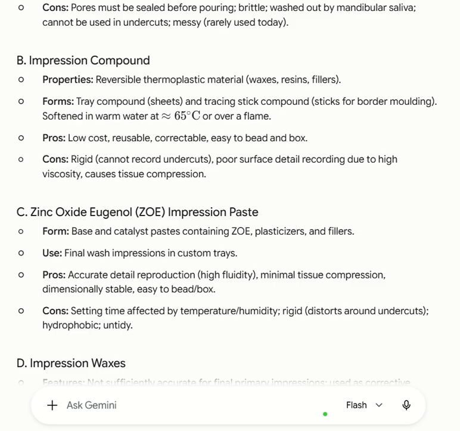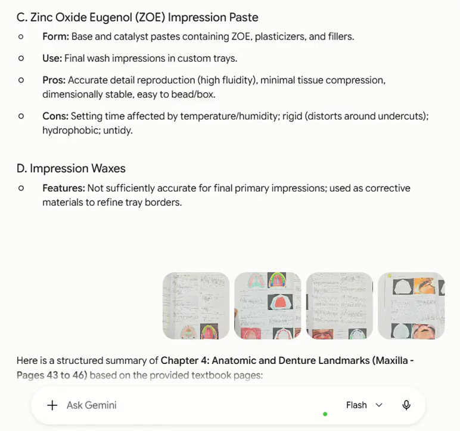C. Zinc oxide eugenol, ZOE, impression paste. Form: base and catalyst pastes containing ZOE, plasticizers, and fillers. Use: final wash impressions in custom trays. Pros: accurate detail reproduction, high fluidity, minimal tissue compression, dimensionally stable, easy to bead, box. Cons: setting time affected by temperature, humidity, rigid, distorts around undercuts, hydrophobic, untidy. D. Impression waxes. Features: not sufficiently accurate for final primary impressions, used as corrective materials to refine tray borders.